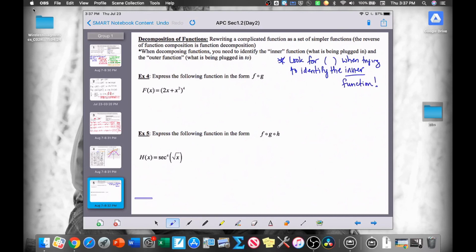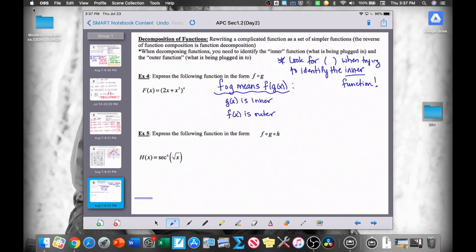All right, so if we look at our first example here, number 4, it says express the following function in the form f of g. That means that there has to be an inner function and an outer function. Remember that f of g means f of g of x. So in this case, g of x is the inner function, and f of x is the outer function that we're trying to find.